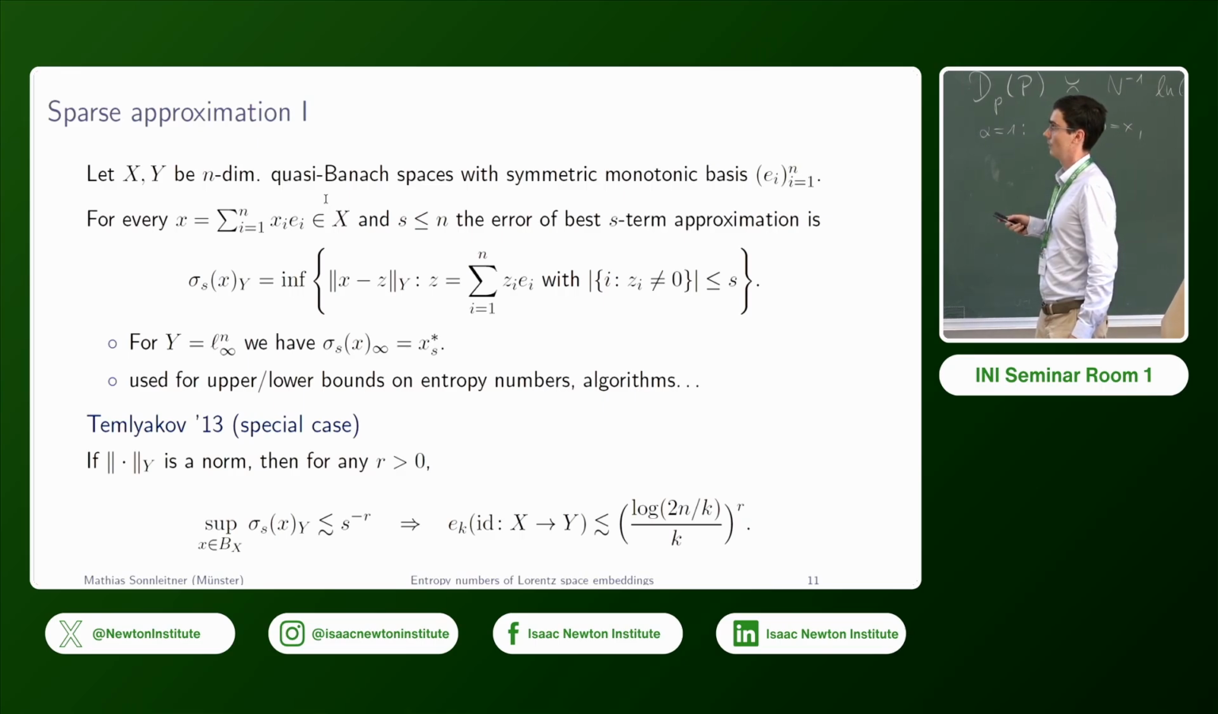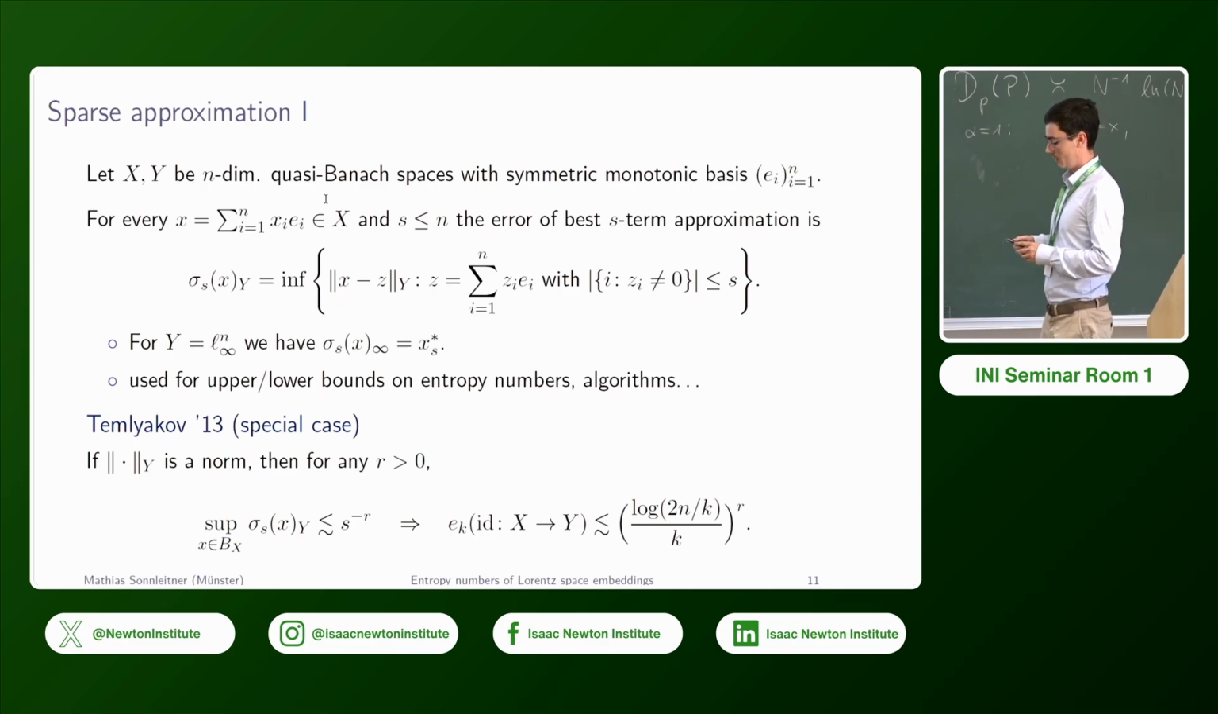Also previous bounds for the LP classical case can be given in terms of S-term approximation numbers. I want to mention here this interesting result by Temlekov, namely in the Banach space case, so if you have a norm. In fact, I only cite here the special case. If we have decay of the supremum over the unit ball of these numbers, then we can obtain decay of the entropy numbers, but with this special S.